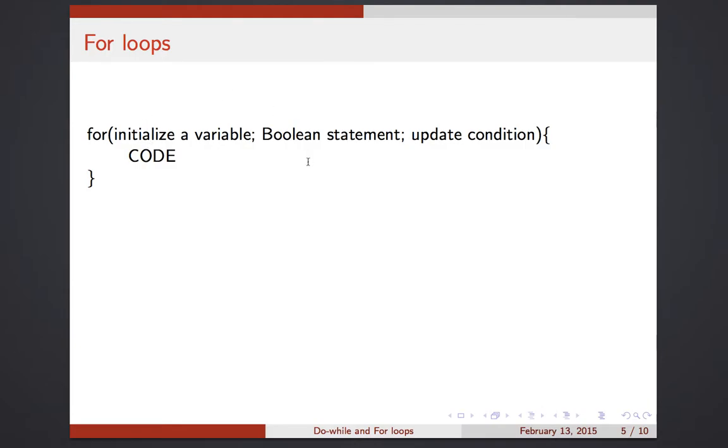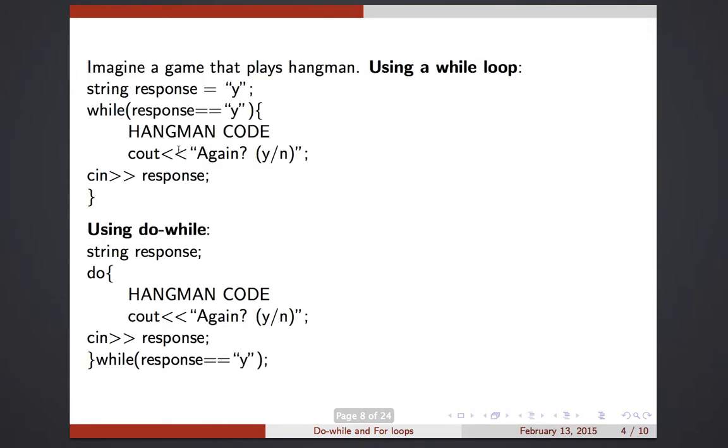You have 3 things inside of the parentheses for a for loop. The first thing you do is give a variable a value. The second thing you do is you tell it the Boolean statement that you want it to check every time. So remember the way a loop works. It doesn't matter what kind of loop, it's going to run as long as a certain statement is true. So back up here, as long as response is yes, it's going to run.